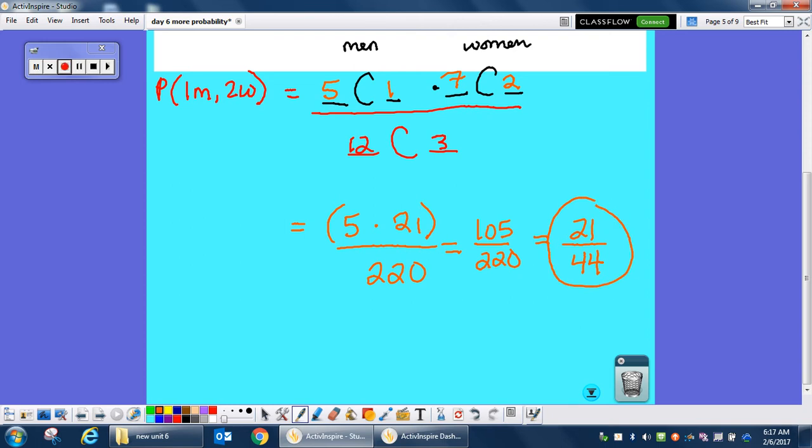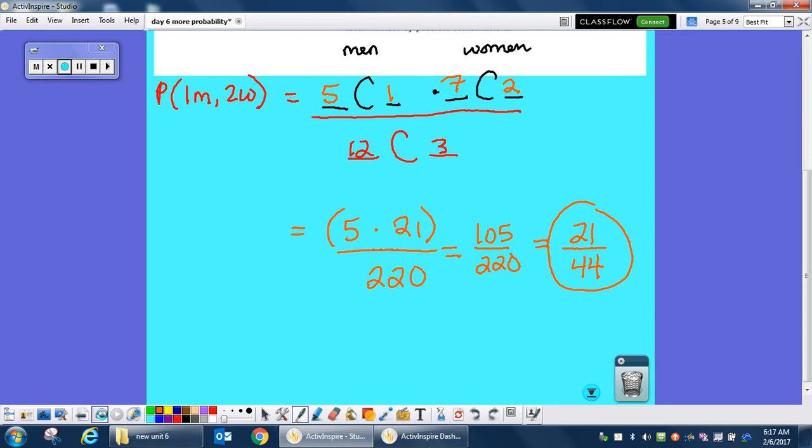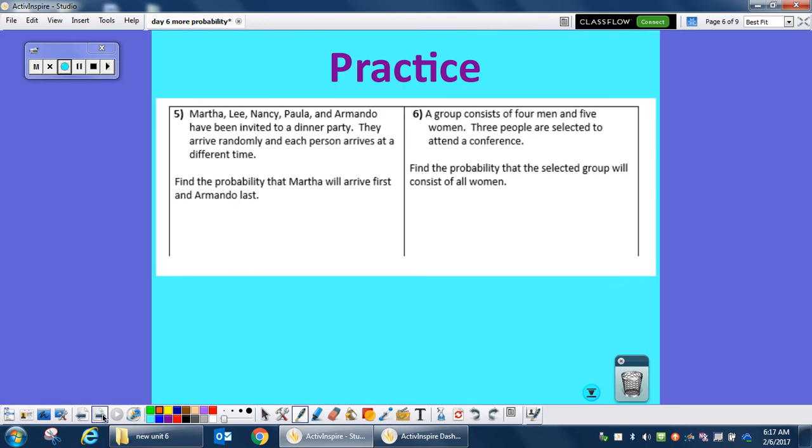of 44. Okay, so these are the 2 main scenarios you're going to have, so hopefully you have good notes. I'm going to do one example of each for you. Okay, so in number 5, you have Martha, Lee, Nancy, Paula, and Armando have been invited to a dinner party. They arrive randomly, and each person arrives at a different time. Find the probability that Martha will arrive first and Armando will arrive last. So this is going to be a permutation problem, so hopefully you can use number 1 to help you.